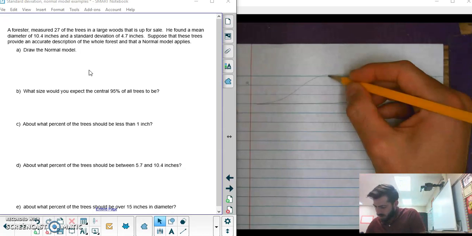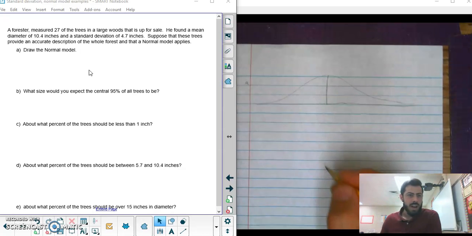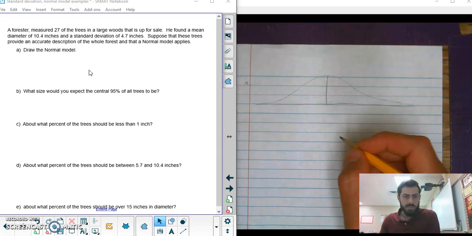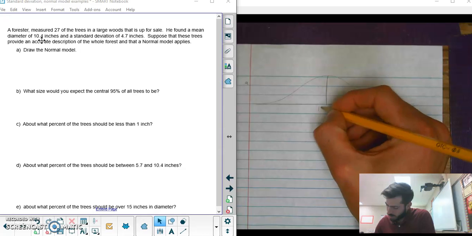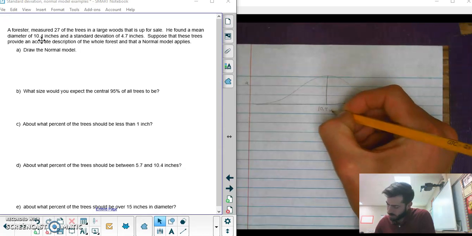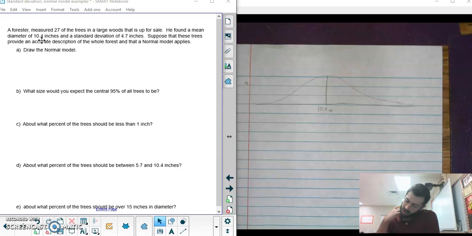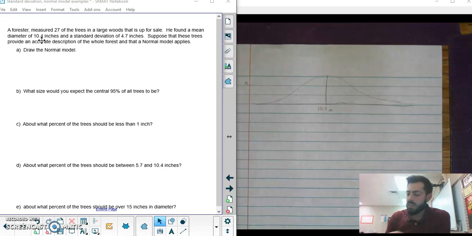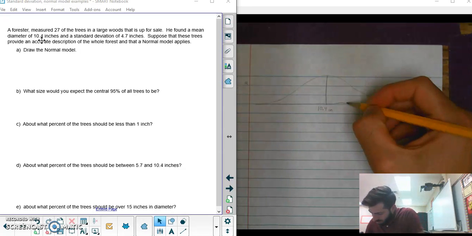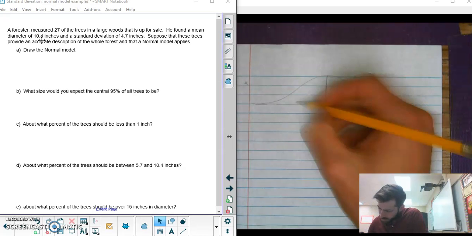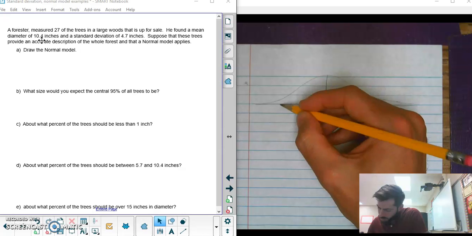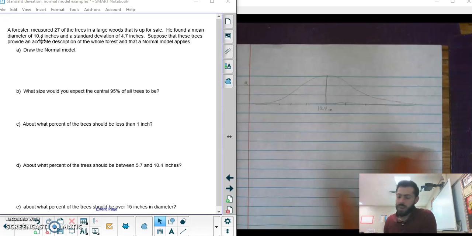So we know our mean is going to be here at 10.4 inches. So there we go. Yes, you need to write inches. We know our standard deviation is 4.7 inches. So say that's about 4.7, 4.7, 4.7. 1, 2, 3. I know it's uneven. I'm sorry. I'm trying my best.